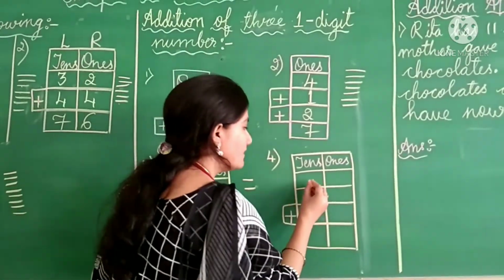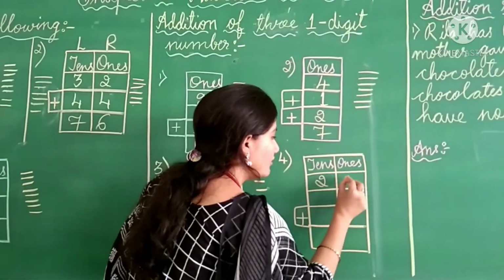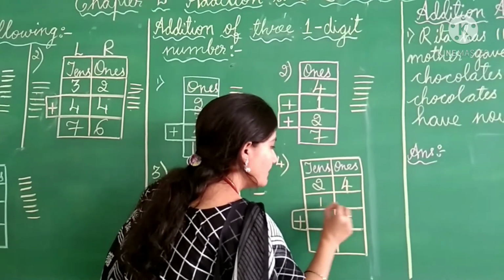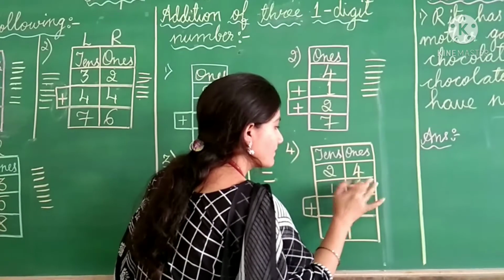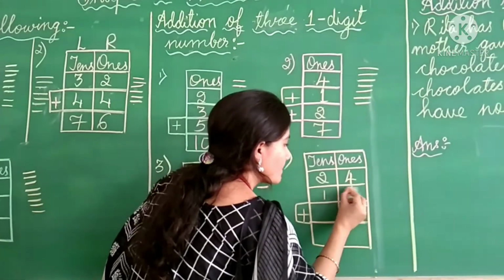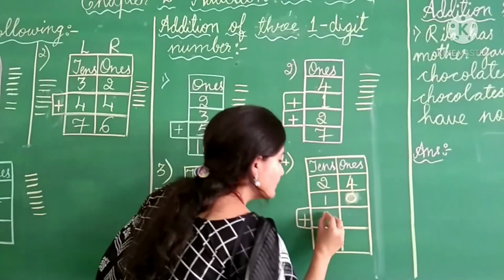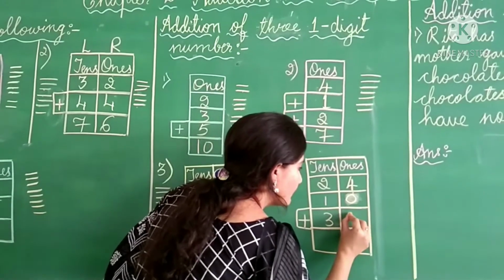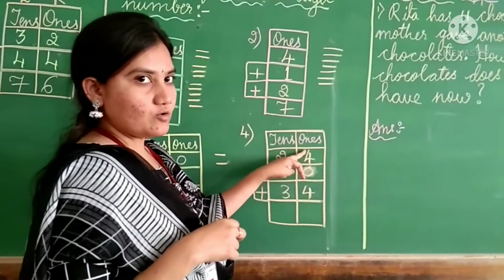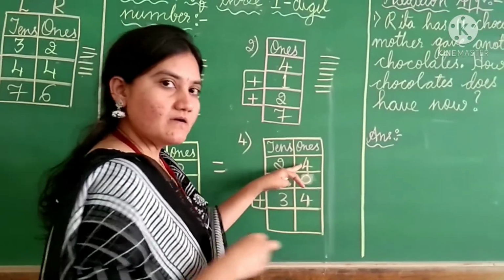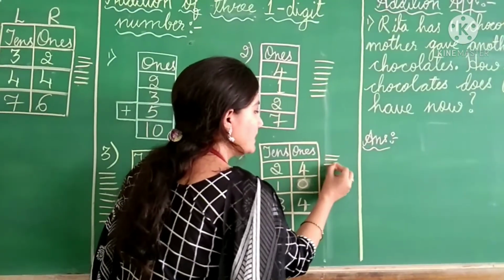I'll give you, see here, 24, then 16, sorry, 0, next 34. Okay, so from ones we have to move. So what is the first number here? 4. 1, 2, 3, 4.